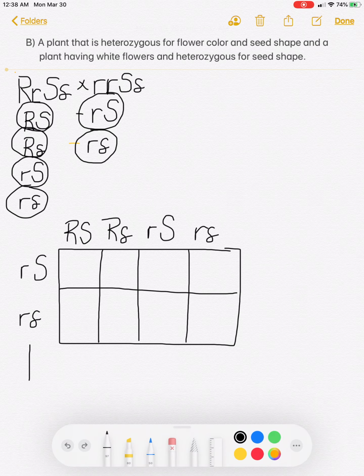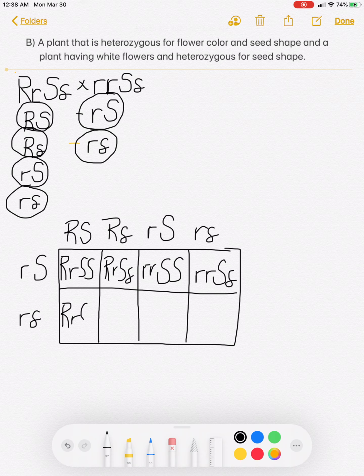Okay, so let me get rid of that arrow there. Let's go ahead and fill in. All right, so I'm keeping the R's in the front. Oops, that one was wrong. This should be a little s over here. And this took a lot less time than the other big one.